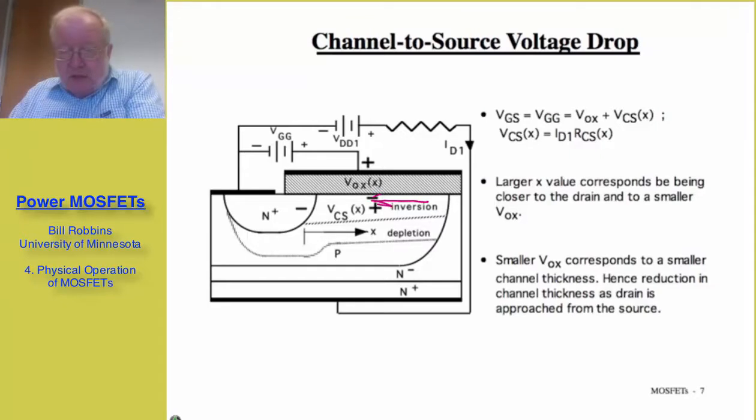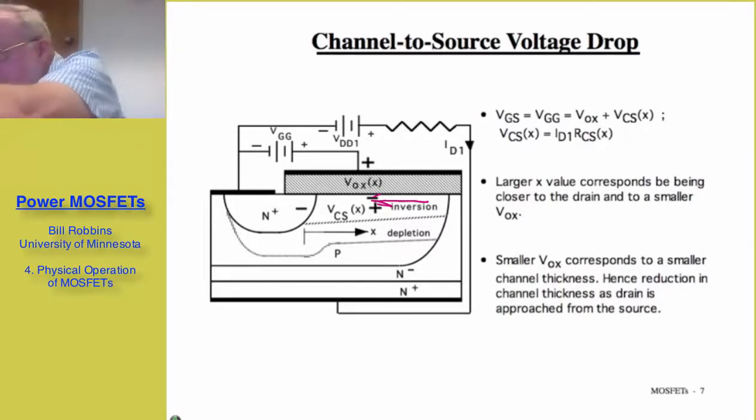And it's clear that at some point, if I keep increasing the drain current, I may have at the drain end a vanishingly small thickness for the inversion layer. And that brings up the question, how can current possibly flow if I thin down or even eliminate the inversion layer at the drain end? Well, the next slide discusses that point.